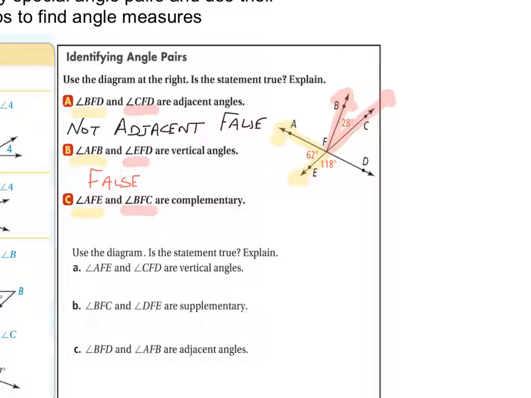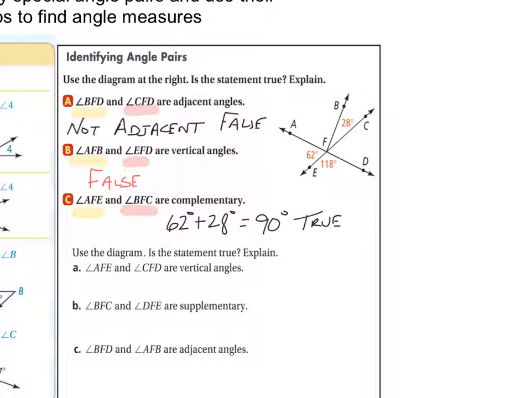Okay, now in order for them to be complementary, you remember the two angles have to add up to be 90 degrees. So I have for AFE, it's 62 degrees. And if I add that to BFC, which is 28 degrees, that does give me 90 degrees. This is true. Those two angles are complementary. They add up to be 90 degrees.